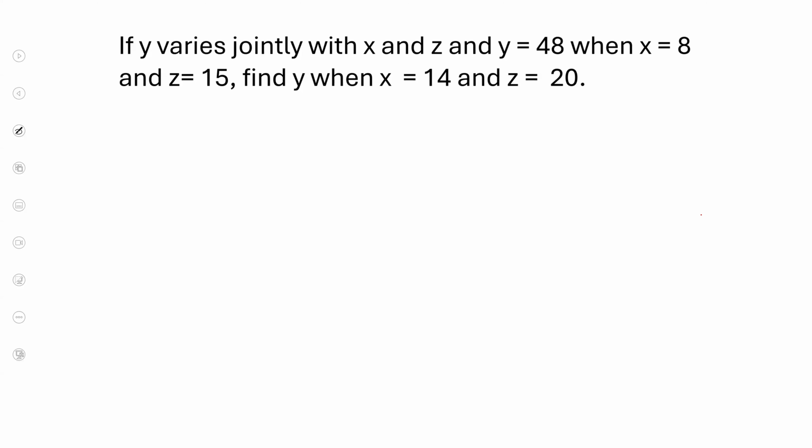Next, we're going to do a joint variation example. The key word is joint. If y varies jointly with x and z, y is 48, x is 8, and z is 15. So let's just solve for k for now. 8 times 15 is 120.